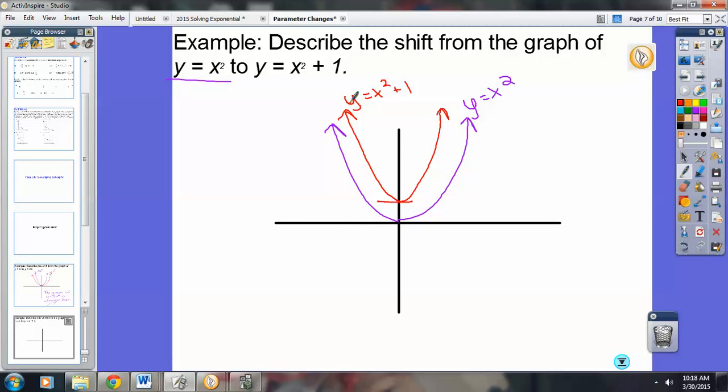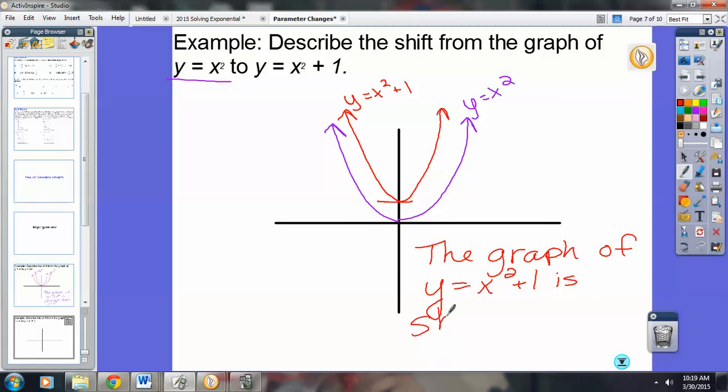So let's describe. It says describe the shift of the graphs. So the graph of y equals x squared plus 1. What are we going to say? Well, more specific. I don't want it just went up or it's higher. I need specifics. It shifted up 1 unit. Please don't just say it went up. I want to know that you understand that that plus 1 shifted it up 1 unit.